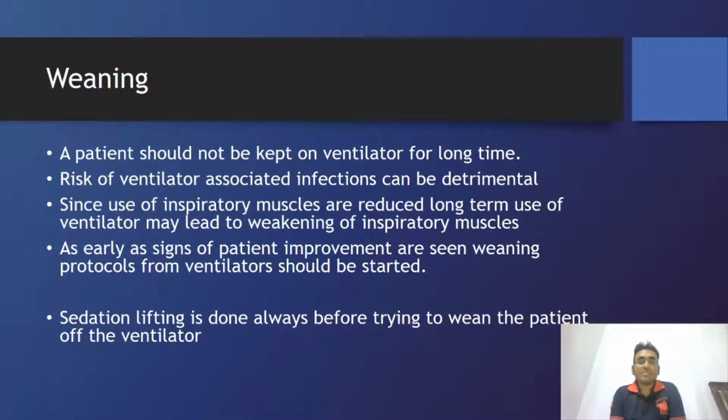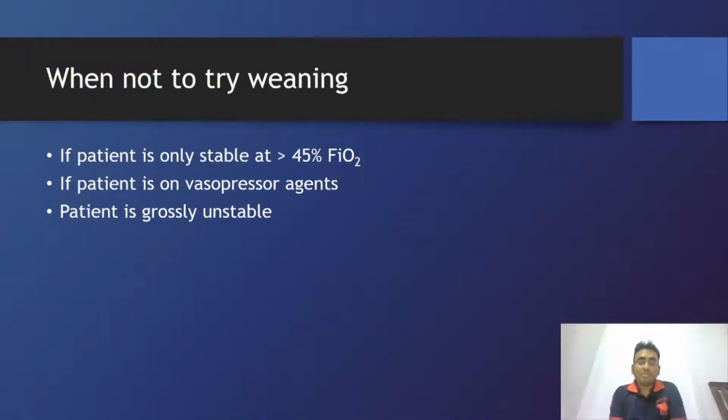The first thing, whenever you try to wean a patient off the ventilator, is of course to reduce the sedation, and then you try to wean the patient off. Before we go into how we wean, we should know when you should not wean the patient. When the patient is grossly unstable, of course you will not try to wean, because even if you try, the patient will eventually fail, and you will need to give ventilatory support again.